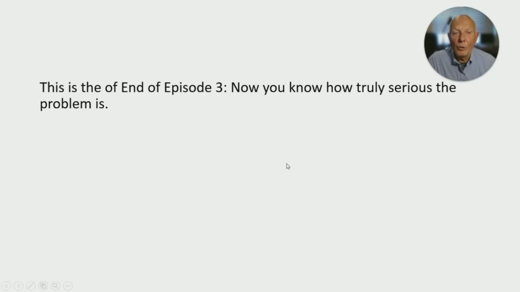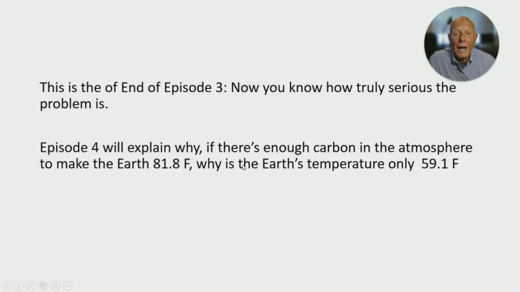Well, that's the end of episode 3. And now you know how serious the problem is. In episode 4, I will explain that there's enough carbon in the atmosphere to make the Earth 81.8. If there's enough carbon in the atmosphere to make it that, why is the Earth's temperature only 59.1?